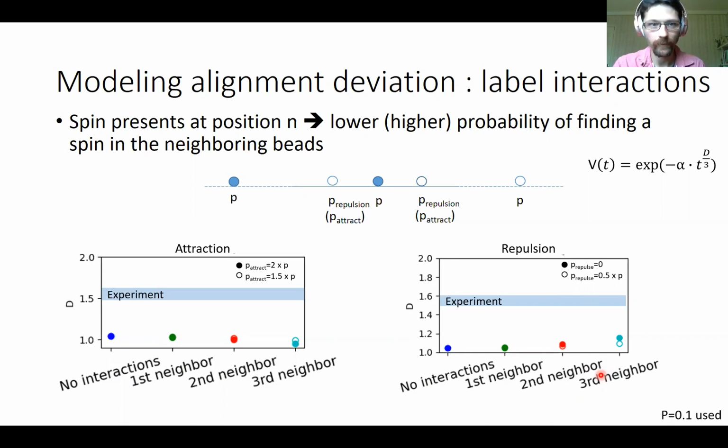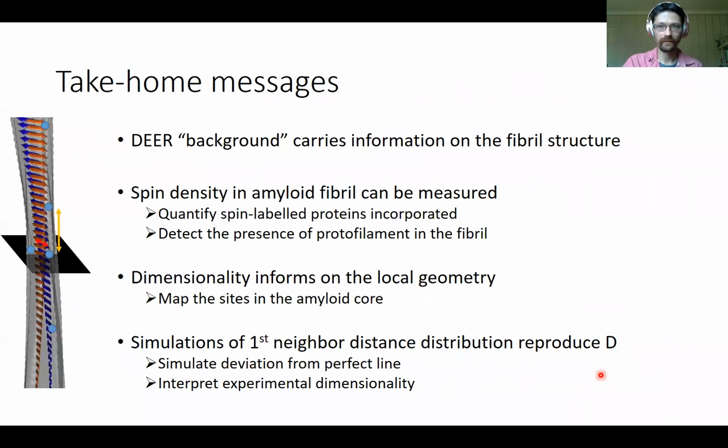All right, so I'm quite over time, so let me finish here. I think the take-home message that I wanted to share today is that this so-called background actually carries information, in our case of amyloid fibrils. Then we can measure with that the spin density in the fibrils, and we use that to detect the presence of protofilaments.